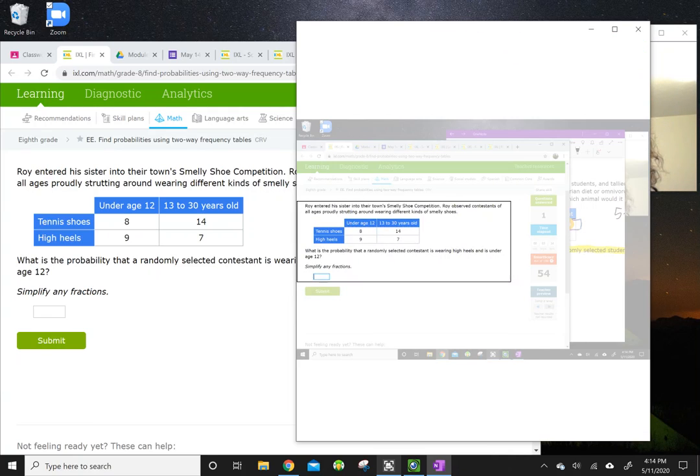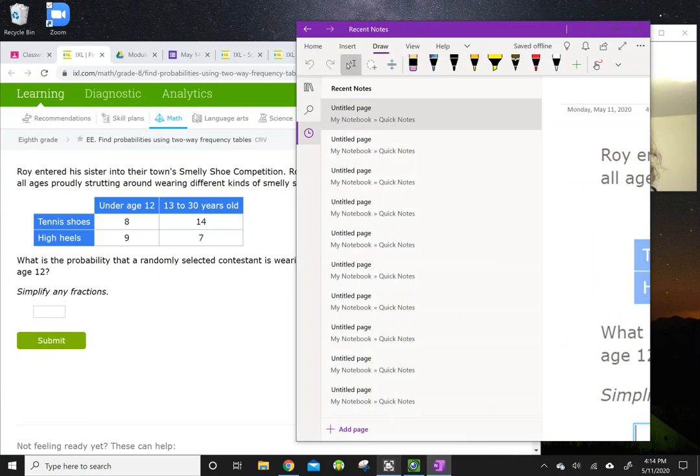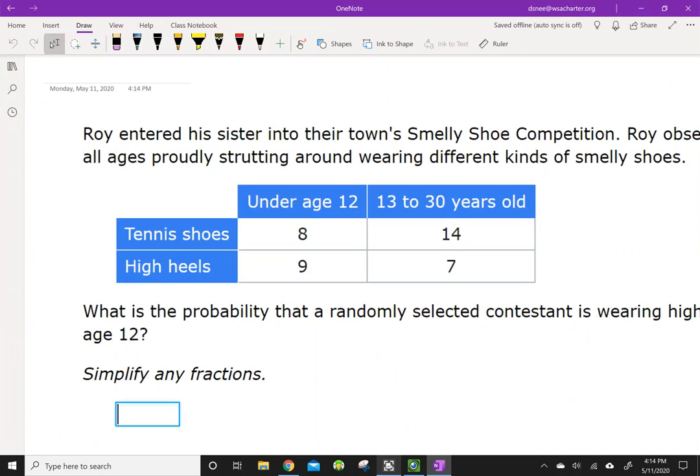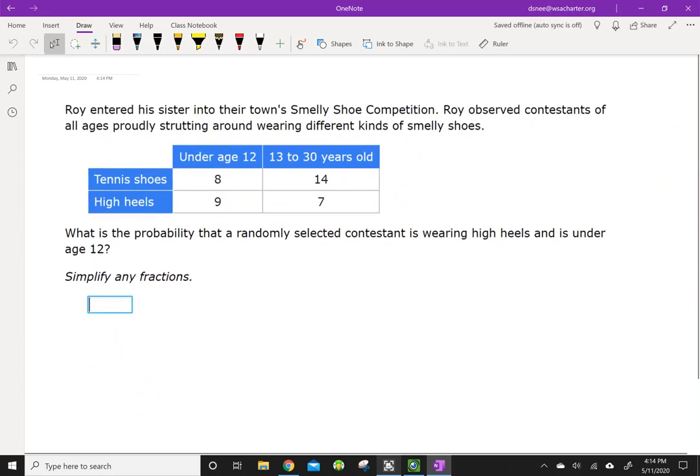Again, we're finding the probability of an event happening based on data in a two-way frequency table. Okay, so we can read these scenarios that explain the situation. It says Roy entered his sisters into their town's smelly shoe competition. That sounds like fun. I wonder who the judges are. Roy observed contestants of all ages proudly strutting about wearing different kinds of smelly shoes.